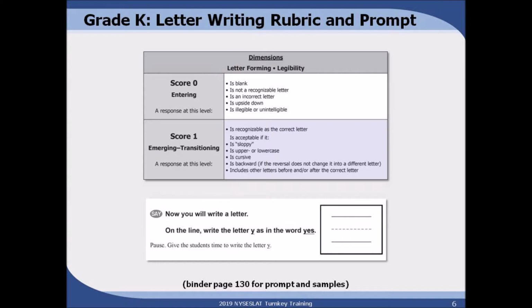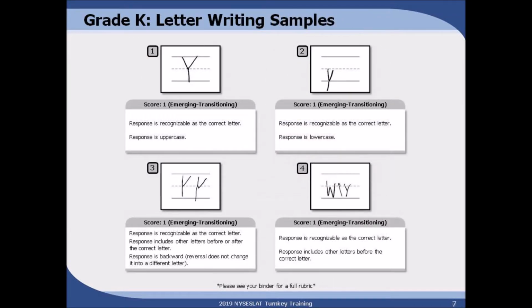The prompt is, now you will write a letter. On the line, write the letter Y, as in the word yes. Sample 1 has a score of 1. It is recognizable as the correct letter Y. It is acceptable that it is an uppercase letter.